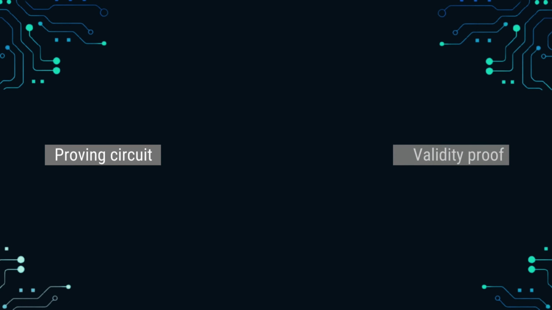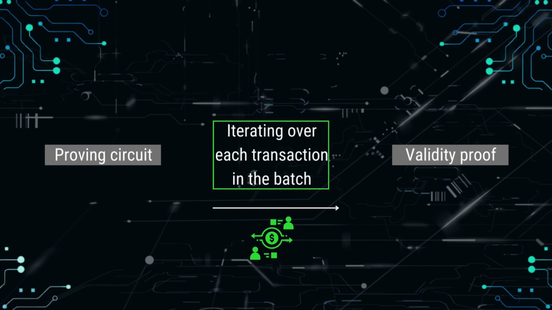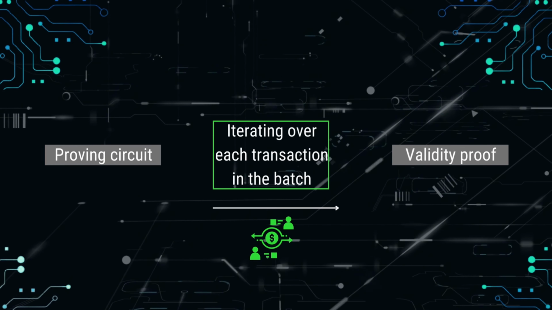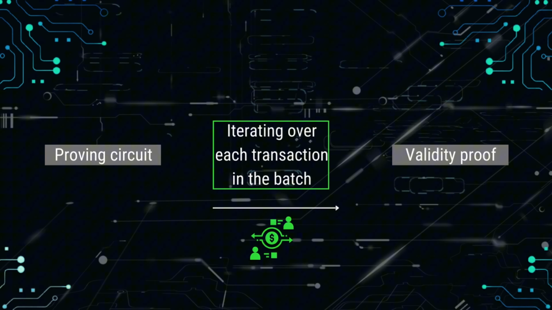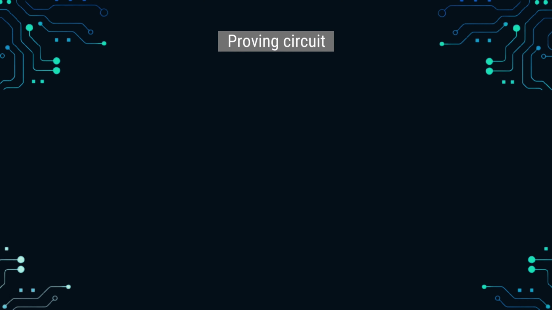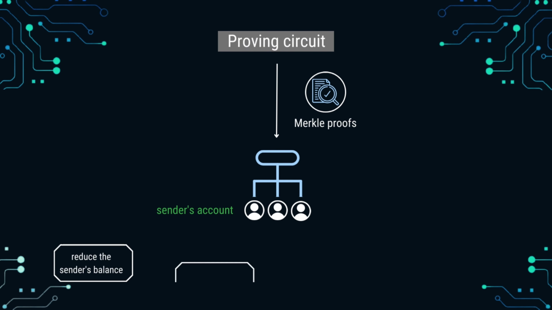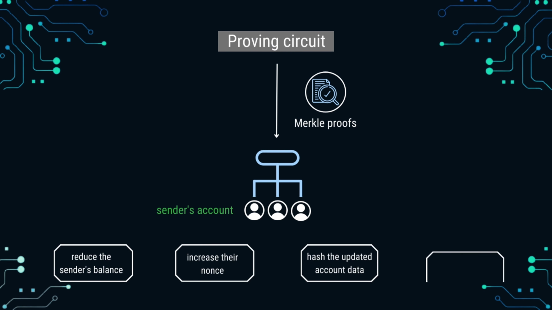The proving circuit executes the validity proof by iterating over each transaction in the batch. It mimics the checks performed by the operator before processing the transactions. Let's delve into the process. The proving circuit begins by verifying the existence of the sender's account within the existing state root using the provided Merkle proof. It then proceeds to reduce the sender's balance, increase their nonce, hash the updated account data, and combine it with the Merkle proof to generate a new Merkle root.